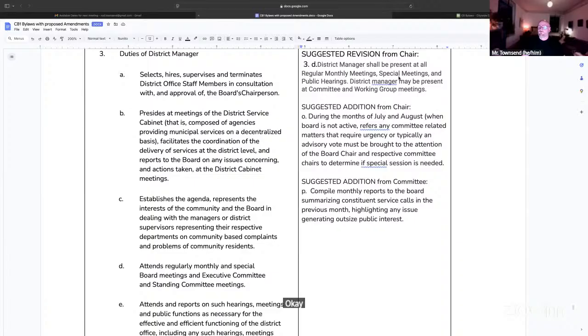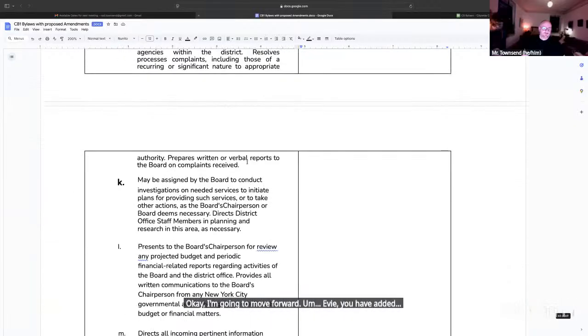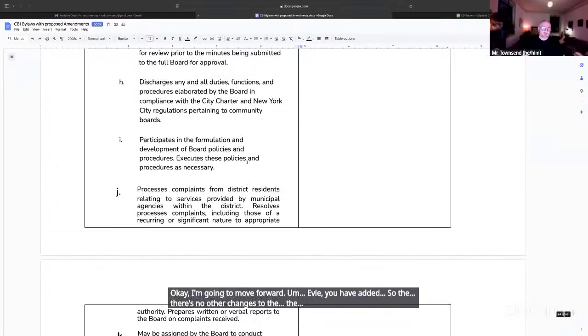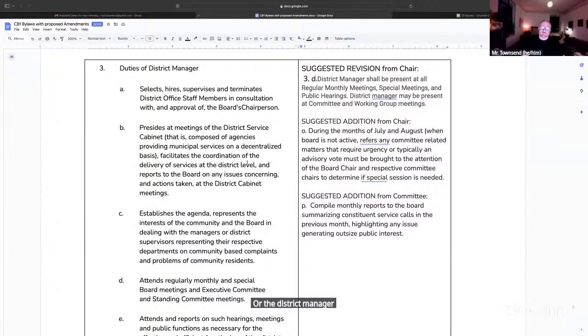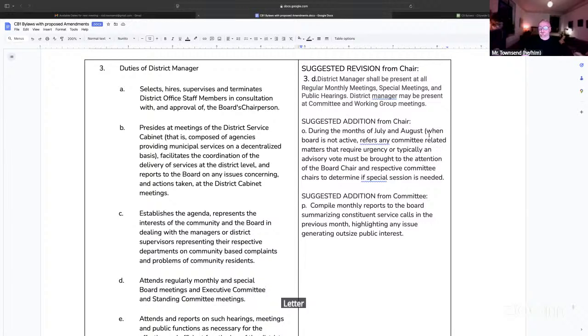Okay, I'm going to move forward. Evie, you have added, so there's no other changes to the job description for the district manager or the duties of the district manager. But there are two suggested additions that come from the chair. Actually one from the chair and then one from the committee. Evie, if you don't mind reading letter O that you have suggested.